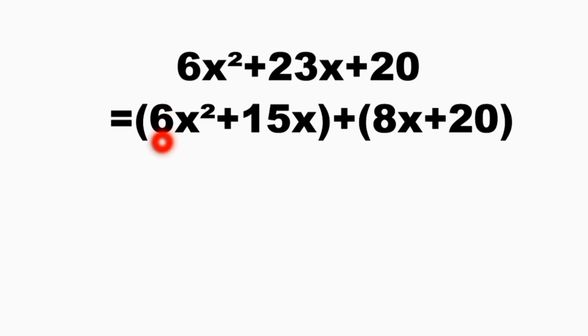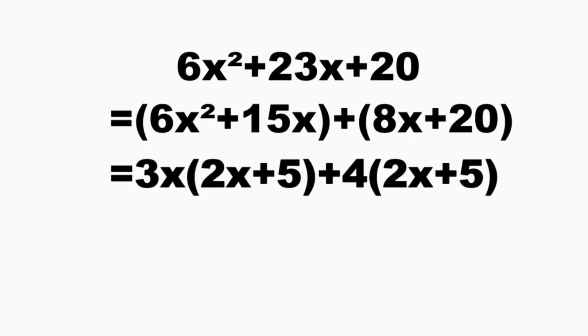Then factor out possible common factors in 6 and 15, and 8 and 20. The common factor here is 3x. 6x² divided by 3x is 2x, and 15 divided by 3x is 5. For 8x and 20, we can divide by 4. So 8x divided by 4 is 2x, and 20 divided by 4 is 5. So we have the common factor, quantity 2x plus 5.